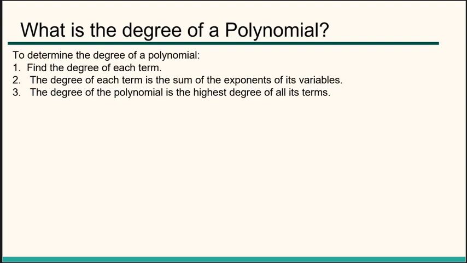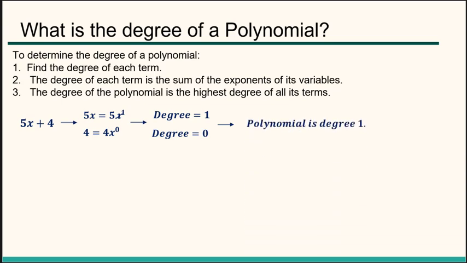So if we were to look at an example, such as 5x plus 4, let's break this down. Look at each of the terms. 5x is the same as 5x to the first, because it said to look at the exponent of the variables. So this first term is of degree 1. 4 has no variable, so I just wrote x to the 0, because that'd be the same thing as 1 there. That would be of degree 0. So the degree of the polynomial is the highest degree of all its terms. This polynomial has to be of degree 1.